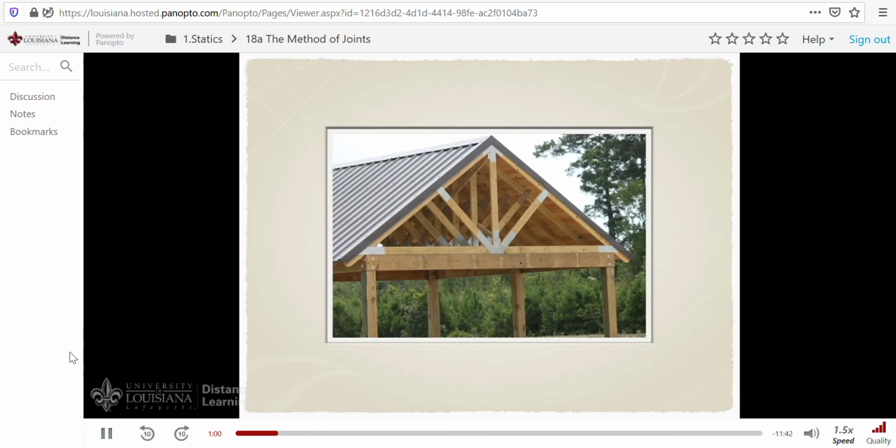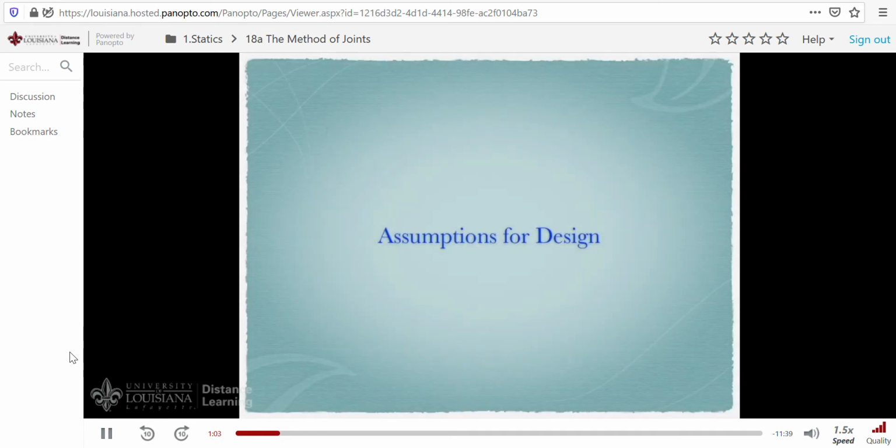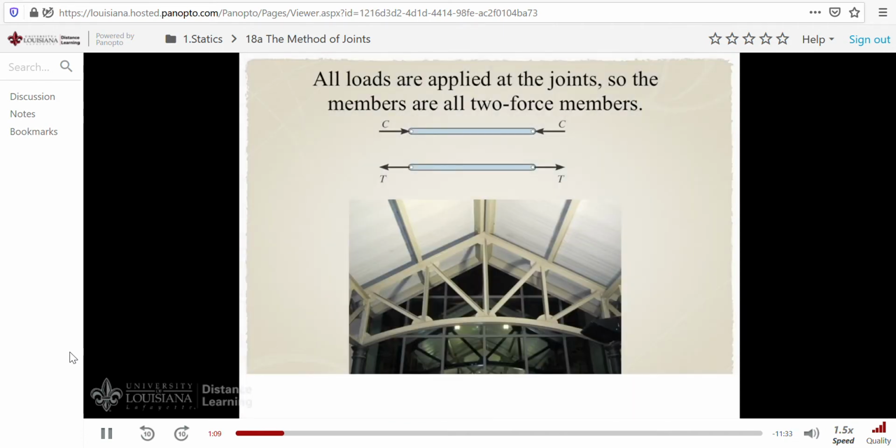Now, to find the forces in the members of any truss, we'll make two important assumptions. The first assumption is that all loads are applied at the joints of a truss, and so the members are all two-force members. If the joints push on the member, we have compression in the member, and if the joints pull on the member, we have tension. For example, consider the loading of this roof. It's transmitted to these purlins, which are resting at the joints of this truss. So all the loads are applied at the joints that you see here, meaning that each of the members of the truss is subjected only to two forces, one at one end and one at the other end.